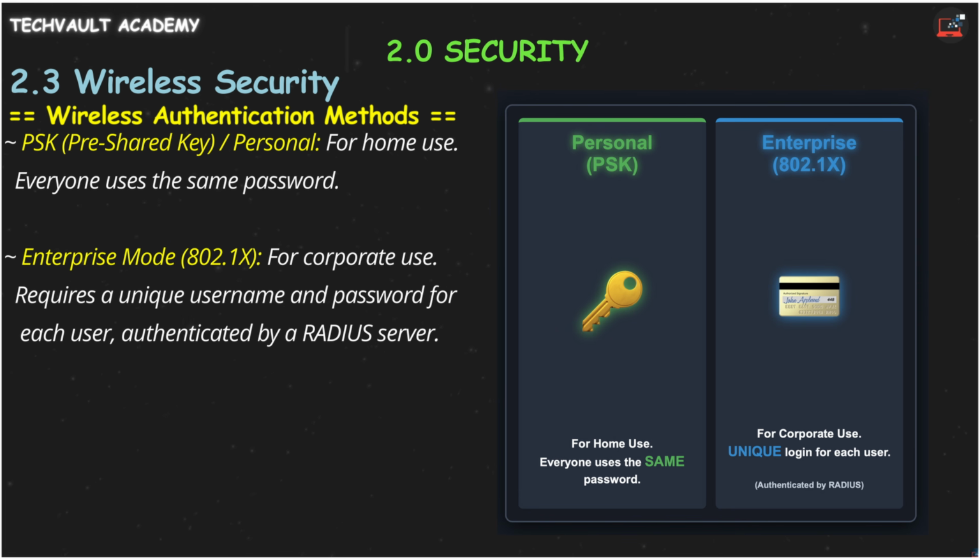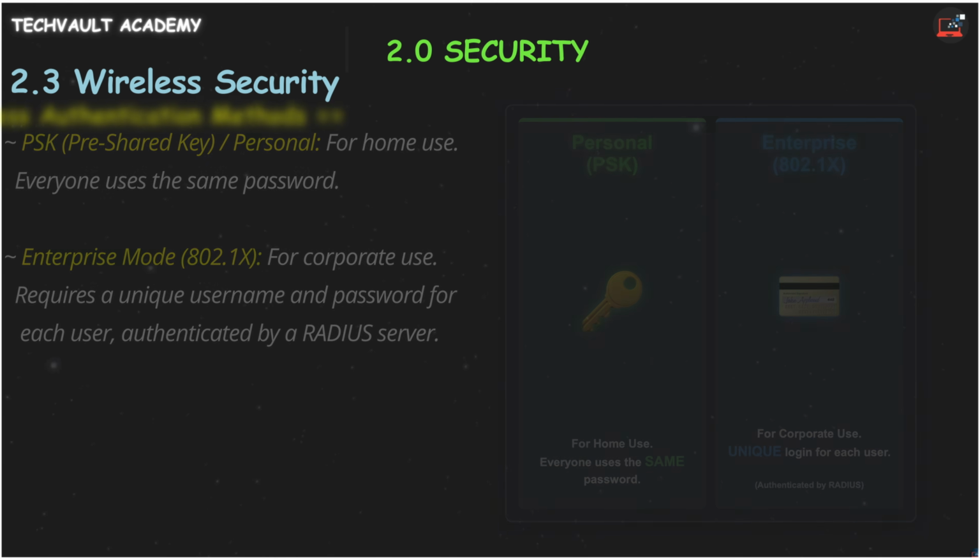In a corporate environment, you use enterprise mode, also known as 802.1X. This requires a unique username and password for every single user, which is then checked against a central authentication server, usually RADIUS. This is like using a personal key card tracked by a central security system, giving the company granular control over who can access the wireless network.